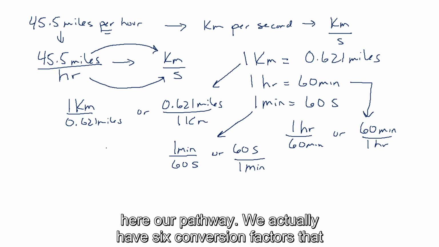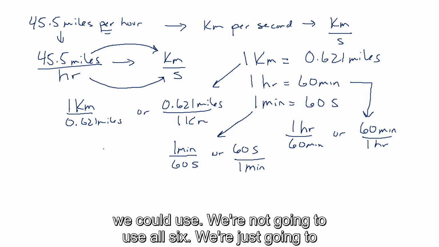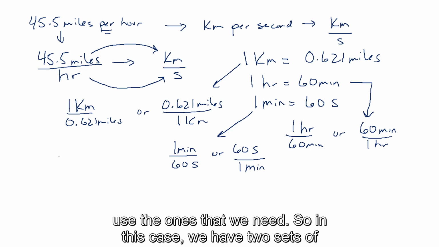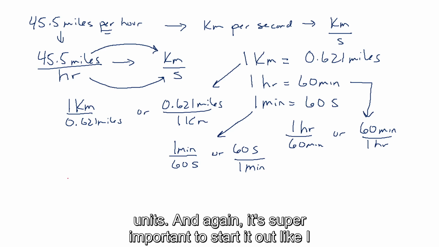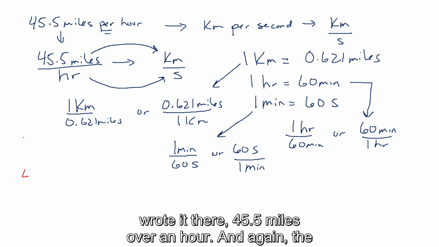So you can see here our pathway. We actually have 6 conversion factors that we could use. We're not going to use all 6. We're just going to use the ones that we need. So in this case, we have 2 sets of units. And again, it's super important to start it out like I wrote it there.